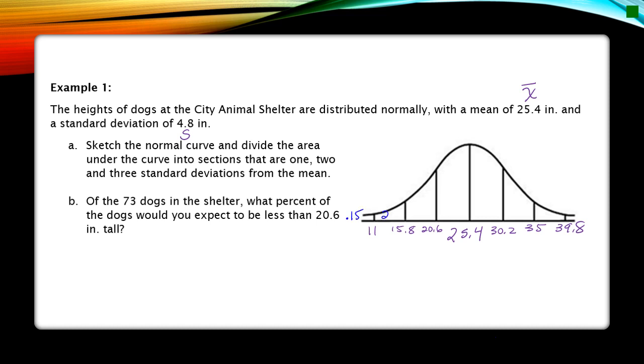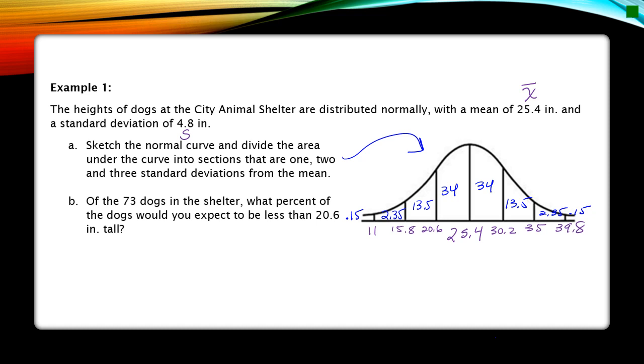So 0.15%, 2.35%, 13.5%, 34%, and then it's the same percentages on the other side. So we have now done part A. So the answer for part A is just this curve.